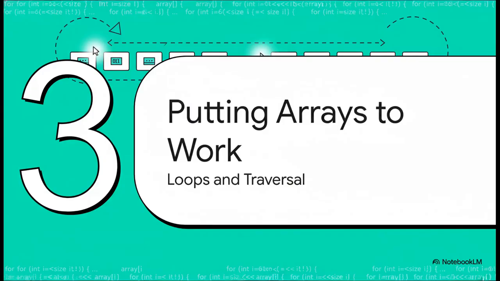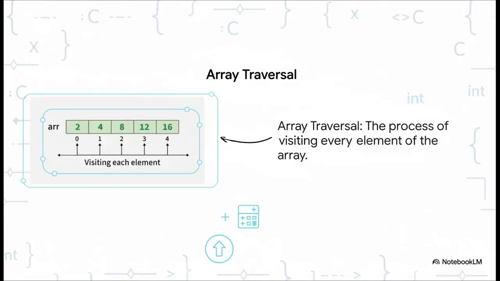You know, grabbing one element at a time is useful, for sure. But the real magic of arrays, the thing that makes them a true game changer, is being able to process every single element automatically. And for that, we turn to our good friend, the loop. The technical term for this whole process is traversal. It sounds fancy, but all it really means is visiting each element in the array, one after the other, usually from the beginning to the end.